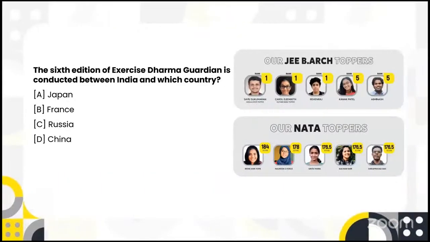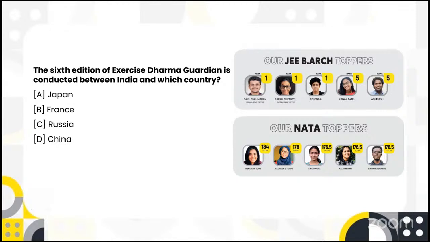Again related to a military exercise. The 6th edition of exercise Dharma Guardian is conducted between India and which country? The correct answer is Japan. Sometimes it will be in India, sometimes it will be in Japan. So this year it will be in Japan.